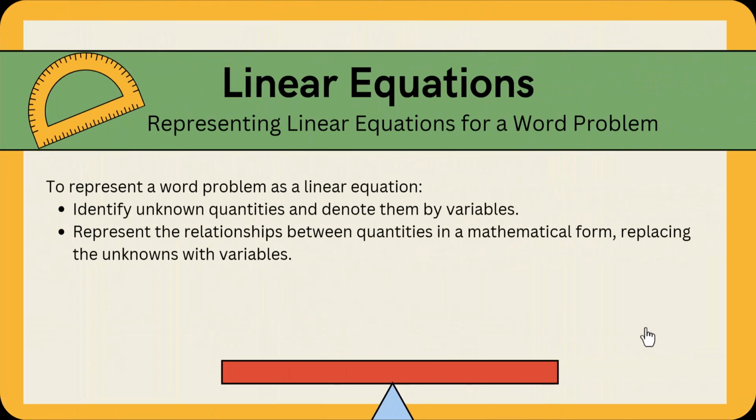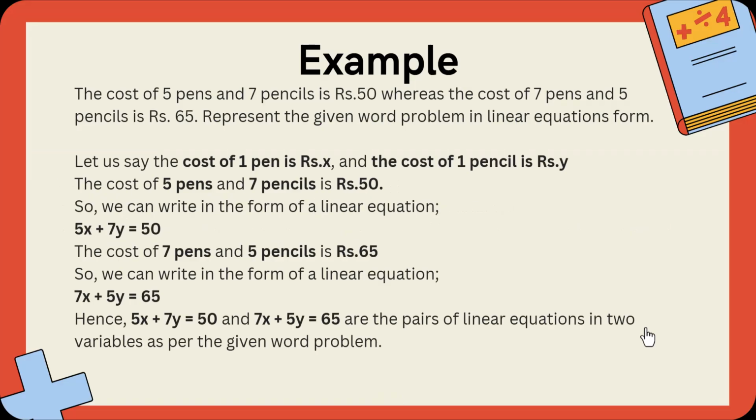So, linear equation in 2 variables. Let's see how we can represent a linear equation for a word problem. The cost of 5 pens and 7 pencils is rupees 50, whereas the cost of 7 pens and 5 pencils is 65. Represent the given problem in linear equation form. So we know how to do this. Cost of 1 pen is x. Cost of 1 pencil is y. So the cost of 5 pens and 7 pencils is 5x + 7y = 50. The cost of 7 pens and 5 pencils is 65, so 7x + 5y = 65.